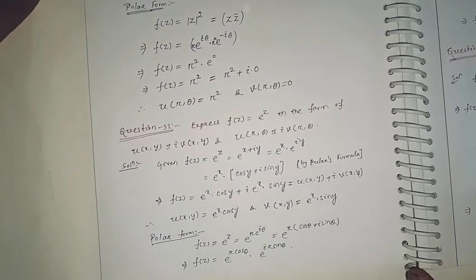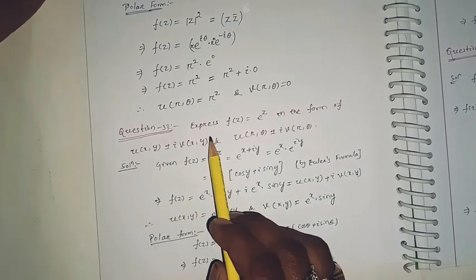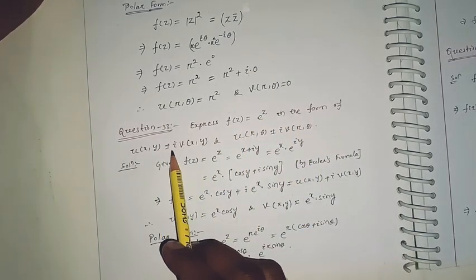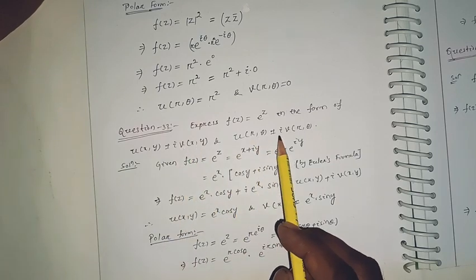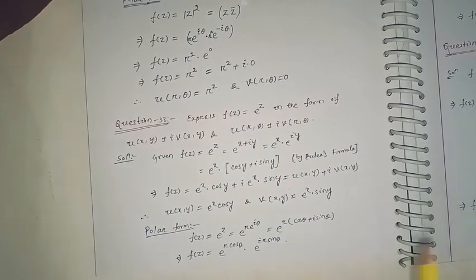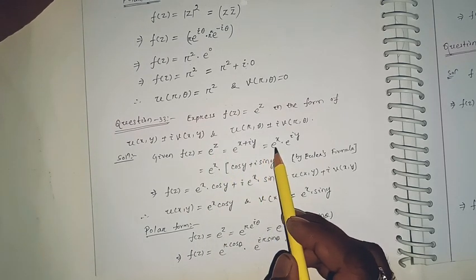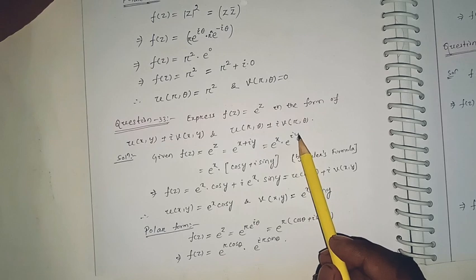Now we are going to go for the next question, number 33. Express f(z) = e^z in the form of u(x,y) plus or minus i v(x,y) and u(r,θ) plus or minus i v(r,θ). The given function is e^z. Instead of z we can write x plus iy. It can be written as e^x times e^(iy).